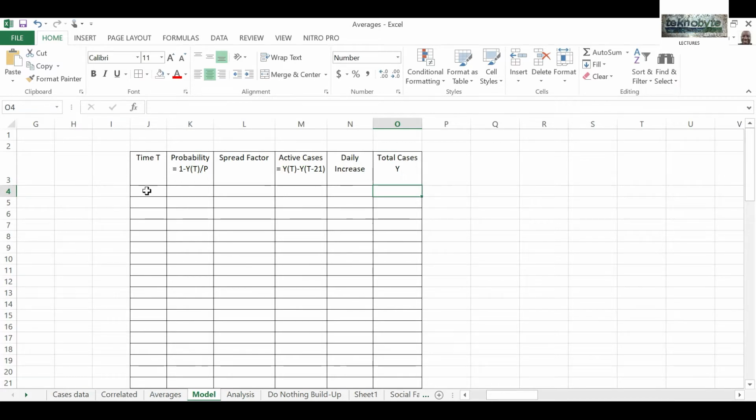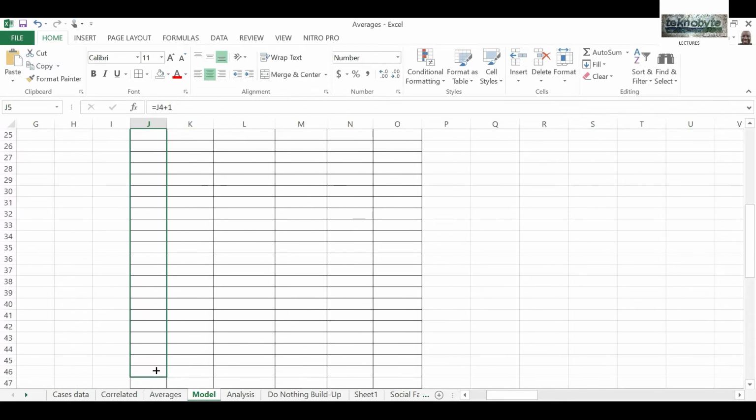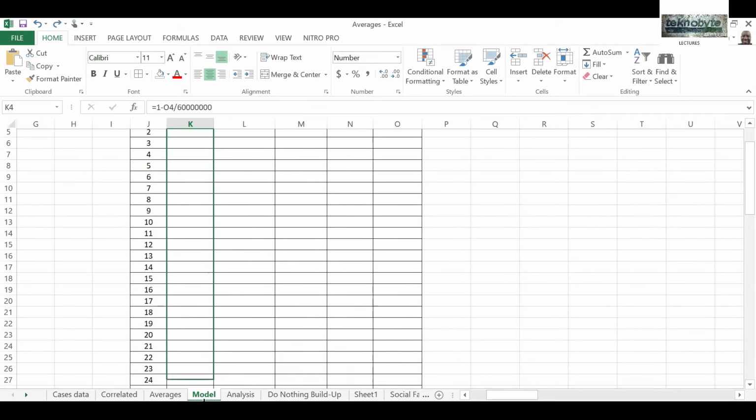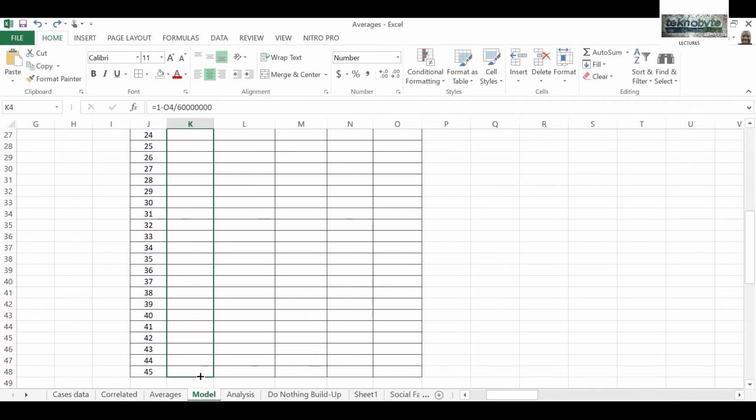For the day of the spread, we start with day number 1 and continue all the way to day 45. For the probability of getting somebody who is not infected, let's start with the Italian case. So this will be equal to 1 minus the total number of cases divided by the total population, which for Italy is around 60 million. We repeat this for the next 44 days so that we work it out for all the 45 days.